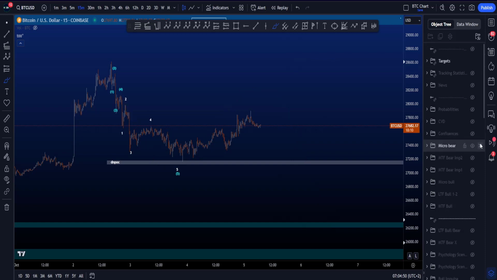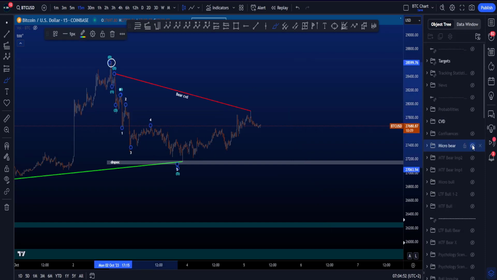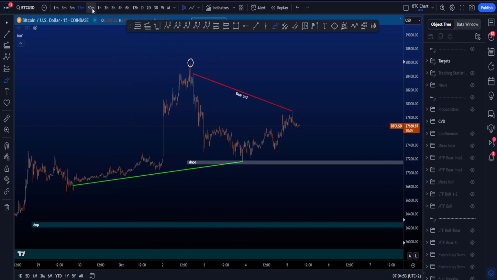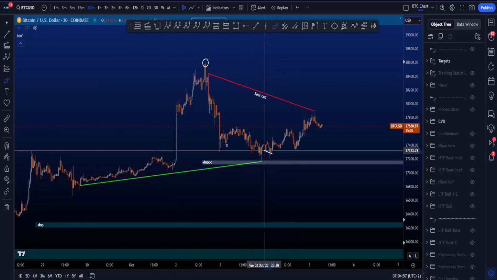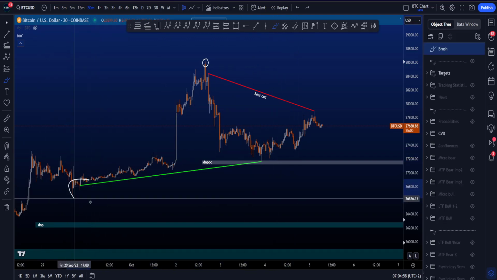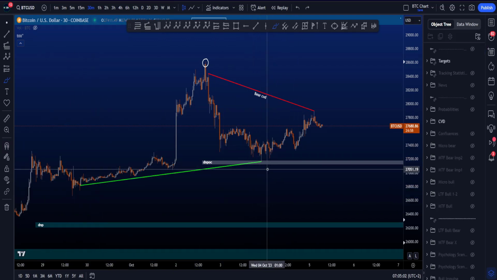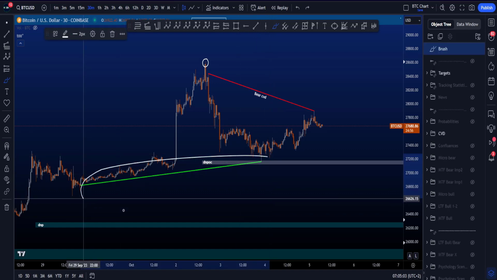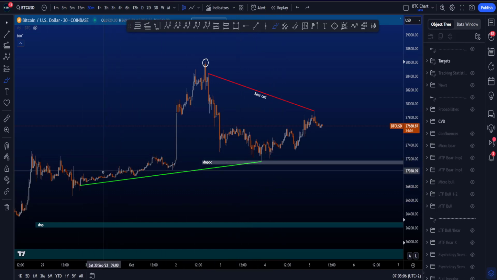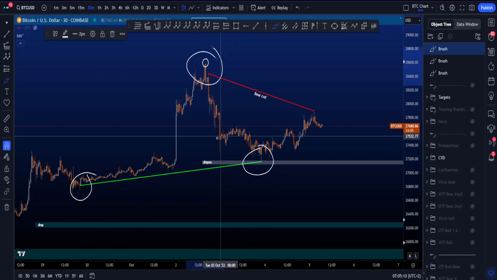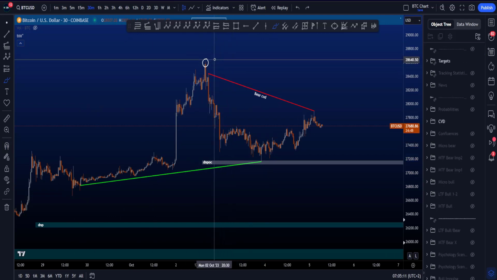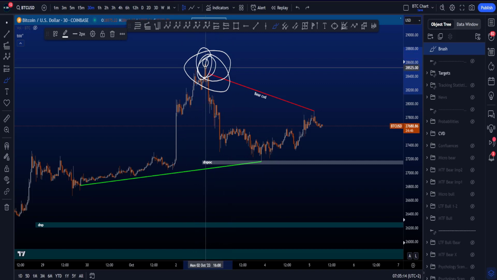Now, if we then look at the CVD divergences, then over here, if I zoom out a little bit, you can see the green line and the red line. The green lines are bullish CVD divergences between this low and the higher low. It has to be said that these bullish CVD divergences are with one pivot on the left and one pivot on the right of the newest high. And preferably you use CVD divergences on the right side of a new high or low.